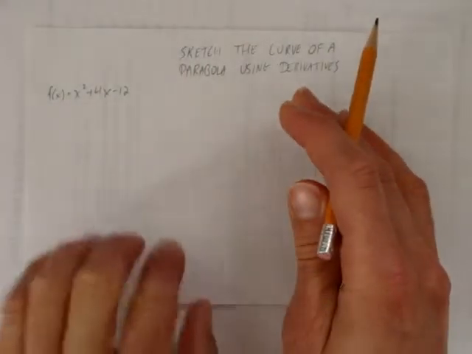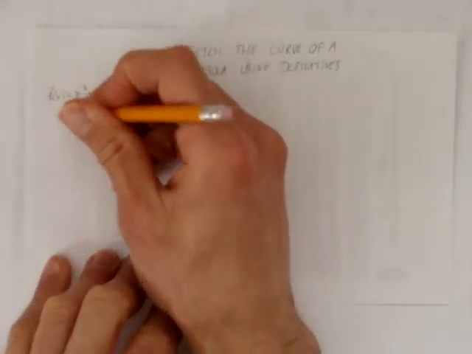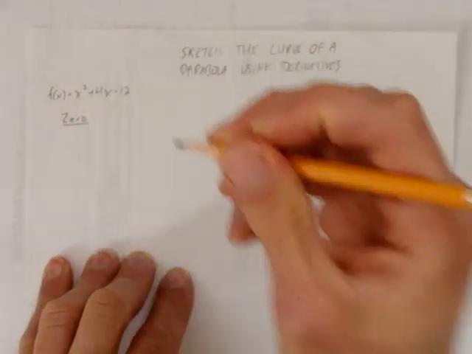In this video, we'll look at how to sketch the curve of a parabola using derivatives. So the parabola given is f of x equals x squared plus 4x minus 12. The first thing we want to do is find the zeros.